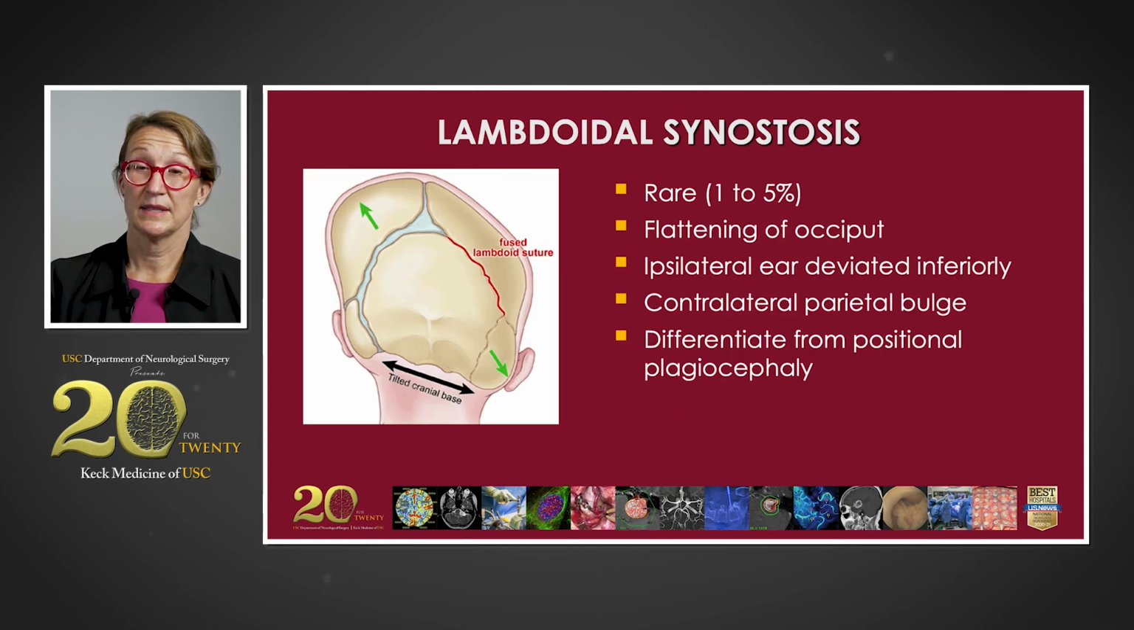Lambdoidal synostosis is probably the most rare, occurring in anywhere between 1 to 5% of children. There is typically flattening of the occiput, and the ipsilateral ear is deviated inferiorly. There is a pronounced contralateral parietal bulge, and these children are often confused with positional plagiocephaly, and it's important to be able to differentiate lambdoidal synostosis from positional plagiocephaly.